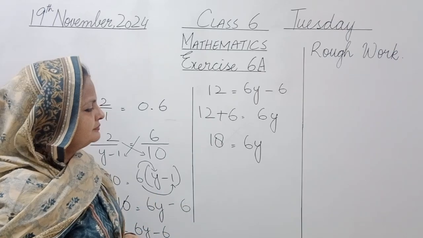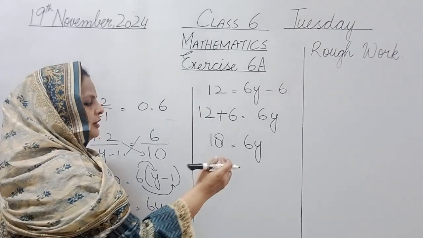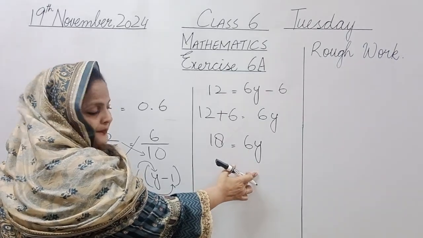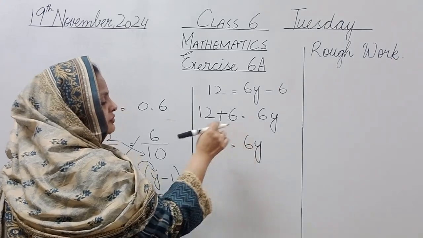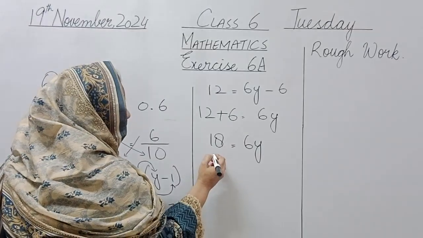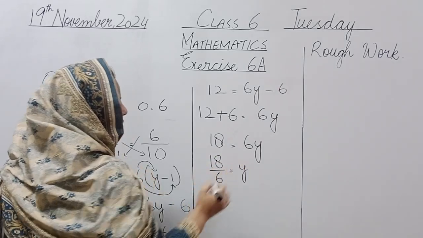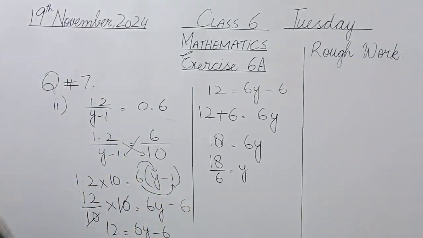Yes, Mirza? Bilkul, bilkul. Now 6 is multiplying y here. So when we have to shift it to the other side, it will become the divisor, definitely. 18 divided by 6 is equal to y. And who knows the table of 6? Oh wow, all of you.